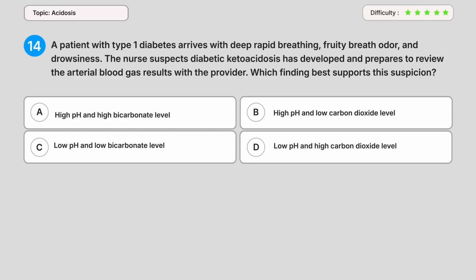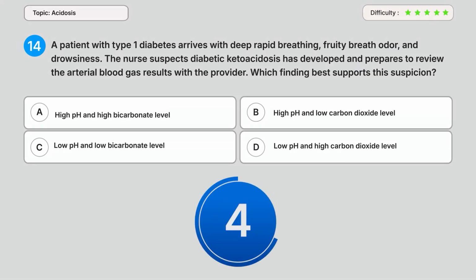A. High pH and high bicarbonate level. B. High pH and low carbon dioxide level. C. Low pH and low bicarbonate level. D. Low pH and high carbon dioxide level. What do you think is the answer?